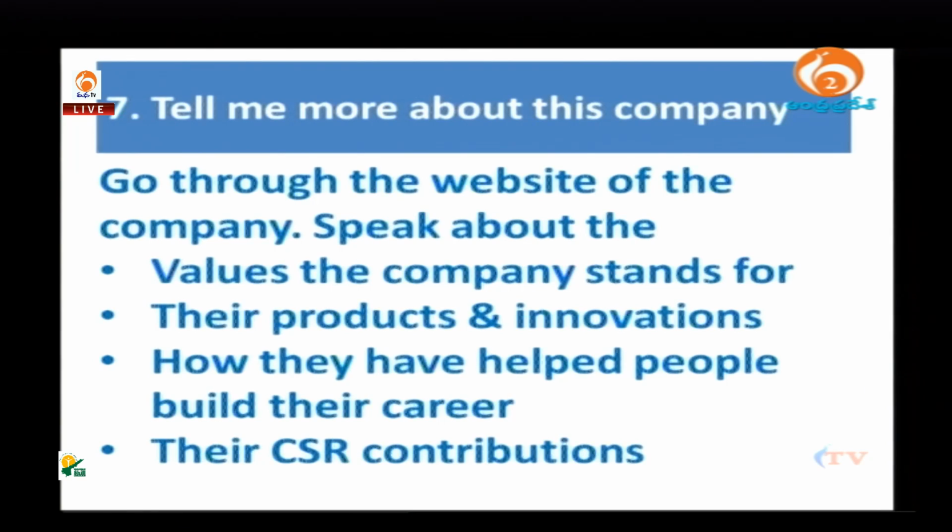Values the company stands for, the products and innovation, how they have helped people build a career. So you can say, sir, one of my friends is working for your company. He was in my same locality, in my neighborhood. Today he is a very successful person. So I know your company provides opportunity for young educated people who do not have a job, unemployed youth, and you are giving them the opportunity, the platform to learn something, to explore something, and to be good at something.